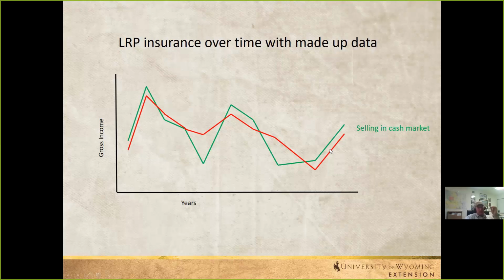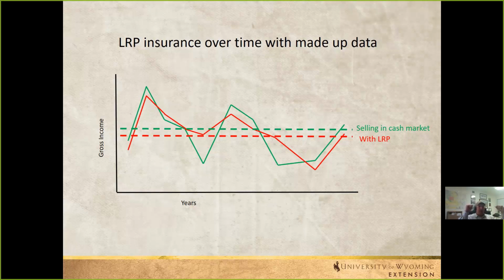So here's what I said. This is not a profit maximizing strategy. Okay, here's what I mean by that. Now this is made up data, so it's not going to come out just quite right. But in theory, if we averaged our income across all 10 years of data, and we were selling in the cash market, there's where that line would be. If we averaged our prices with the LRP insurance, there's where our line would be. So on average, we made less money by using the LRP.